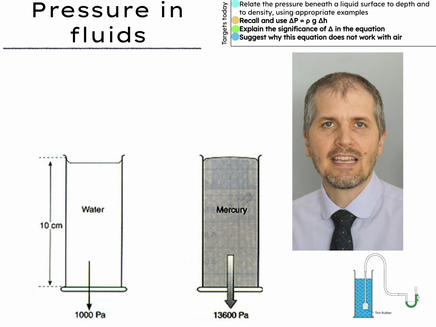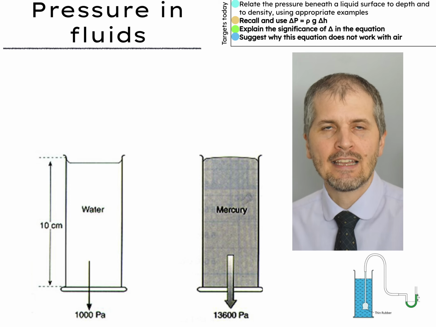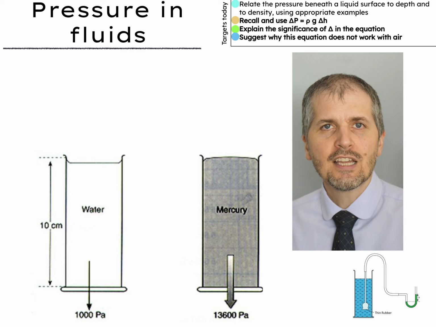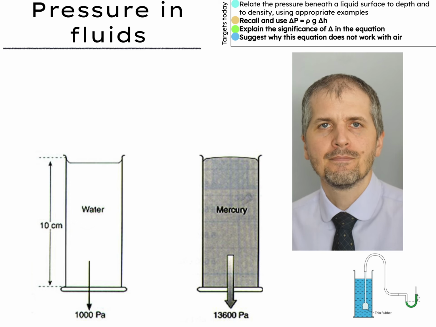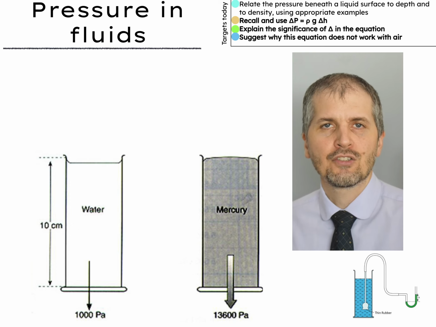Pressure is defined by the equation P equals F over A, but you might already be familiar with the other equation that relates to pressure in a fluid. What we're going to do today in this lesson video is understand how to use that equation correctly and how to apply it to the classic examples of the barometer and the manometer.